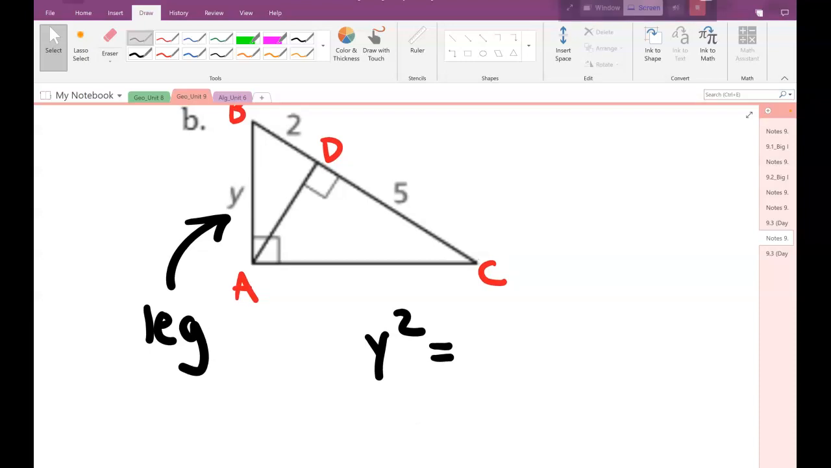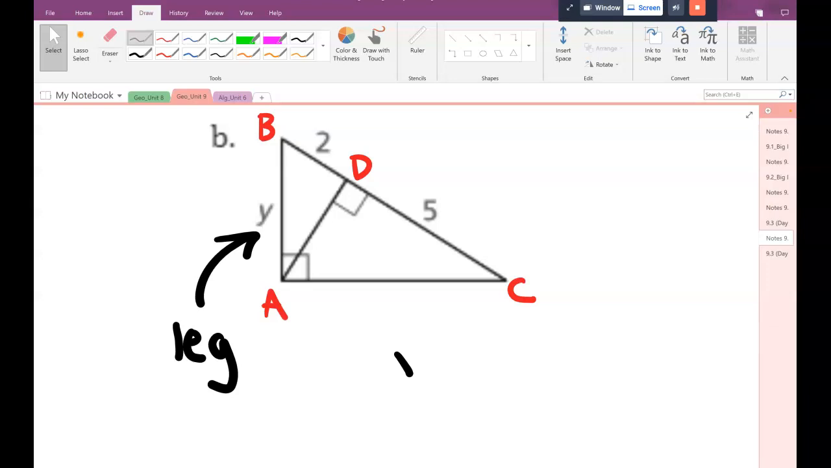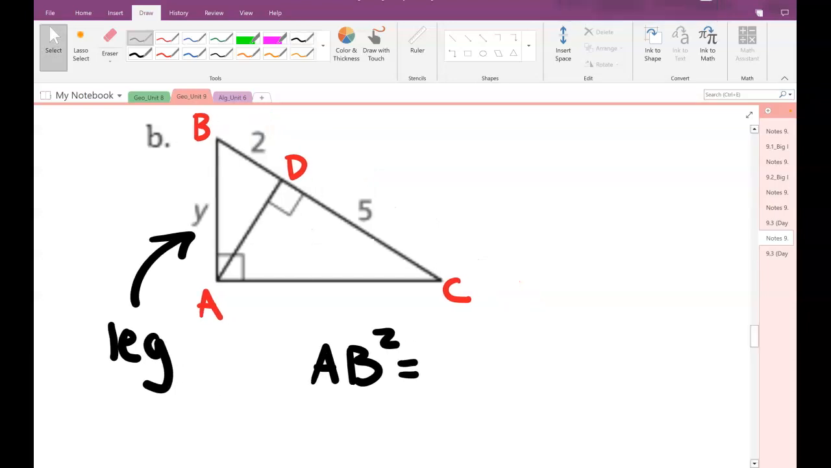Where we could say, okay, well, our leg, or our y squared, instead of y squared, let's put the side lengths in since I have them: AB squared is equal to the adjacent segment of our hypotenuse. So here's our hypotenuse. The segment that's adjacent to AB is BD. So I take BD times the length of this hypotenuse, so BC.